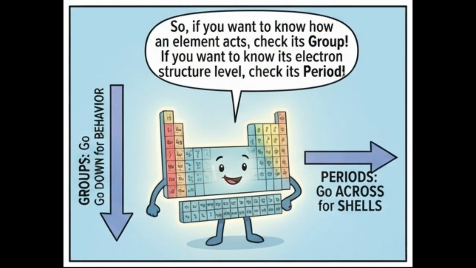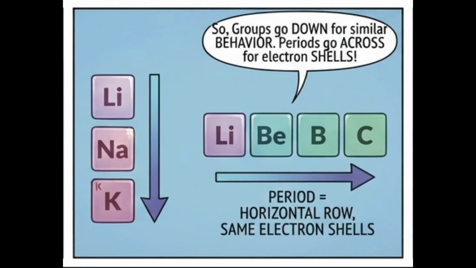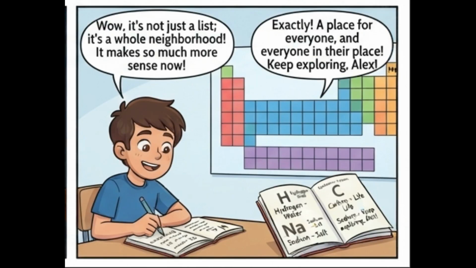So remember, groups are columns that tell you about the chemical behavior and valence electrons, and periods are rows that tell you about the electron shells and energy levels. Stop mixing them up, or the chemistry teacher will be sad.